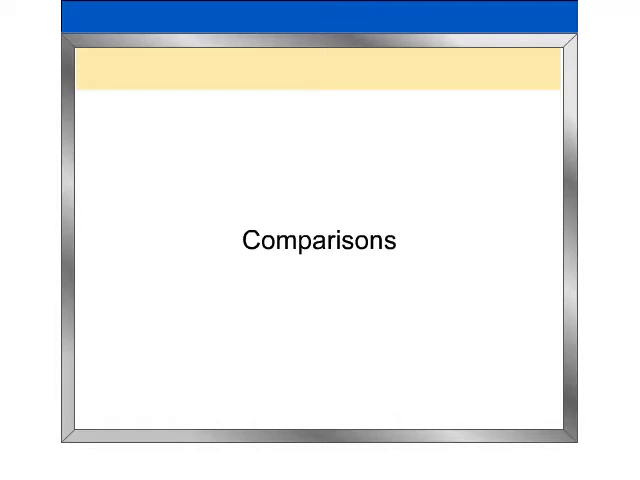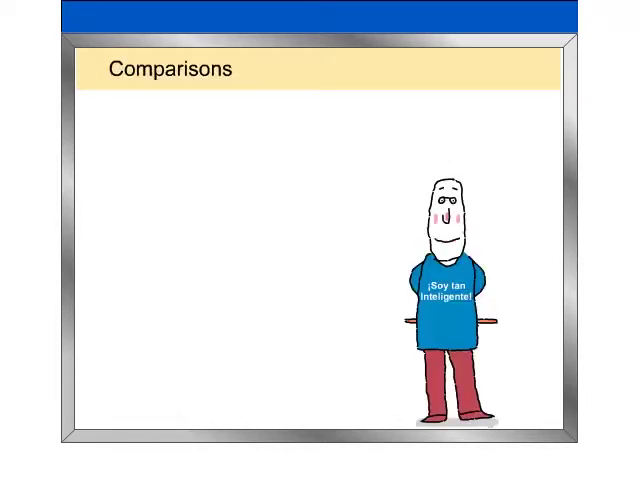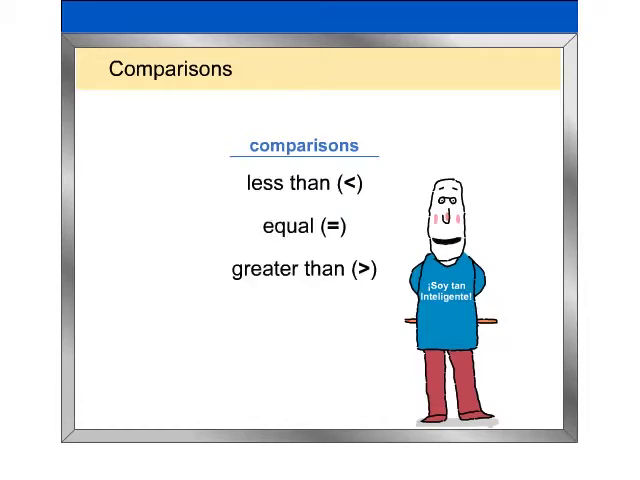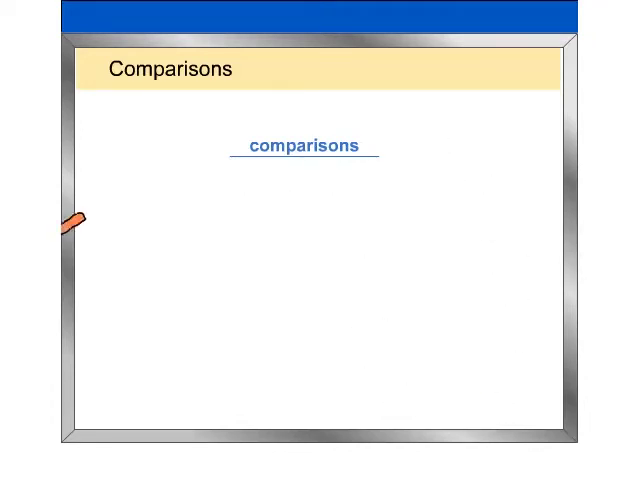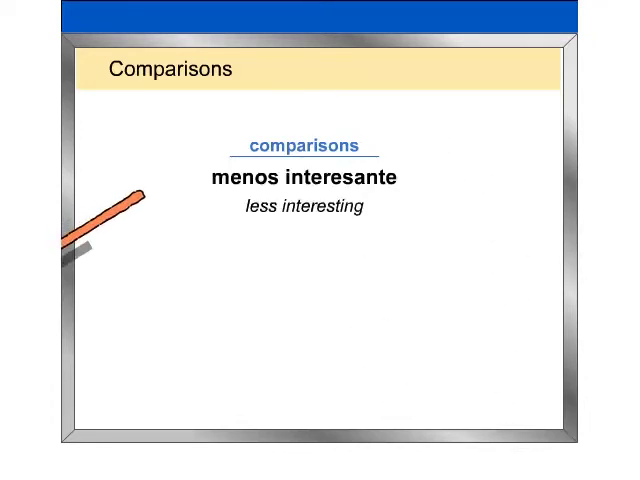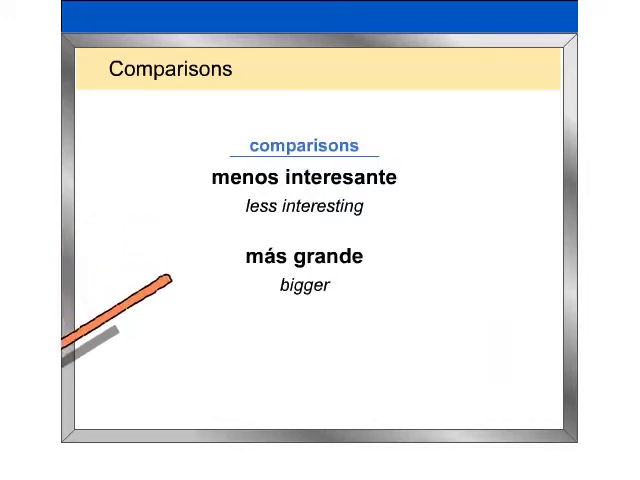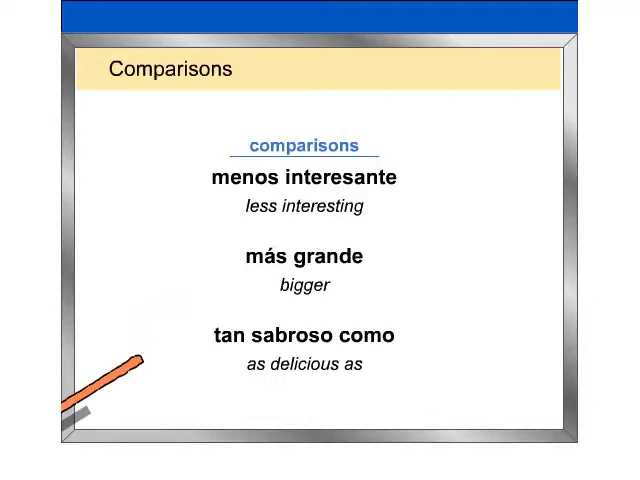Comparisons. Spanish and English use comparisons to indicate which of two people or things has a lesser, equal, or greater degree of equality. Some examples of comparisons are menos interesante, más grande, and tan sabroso como.